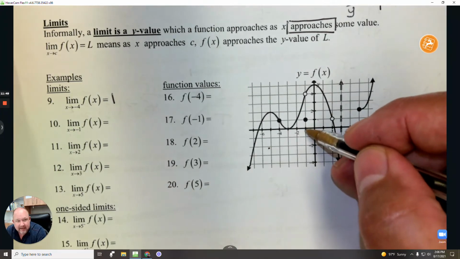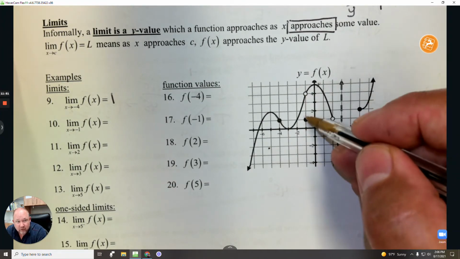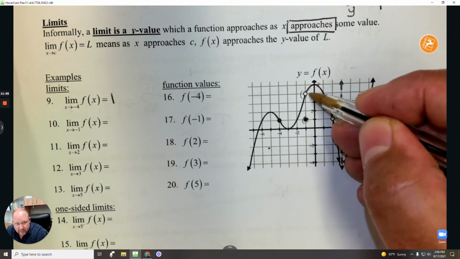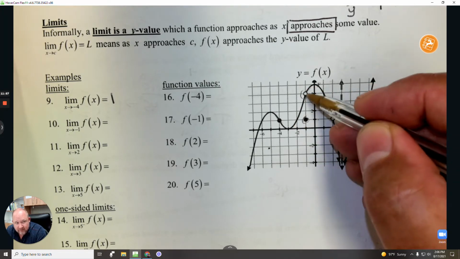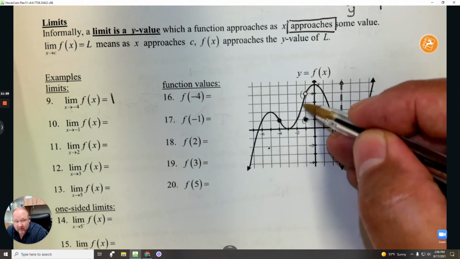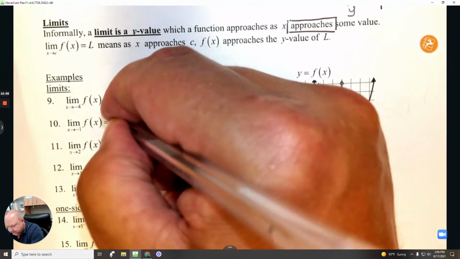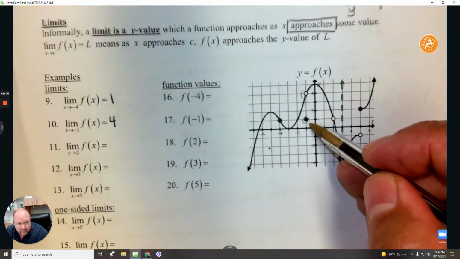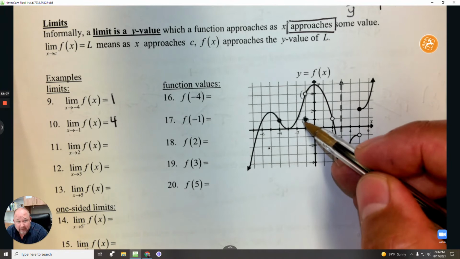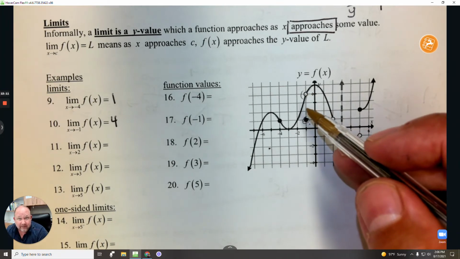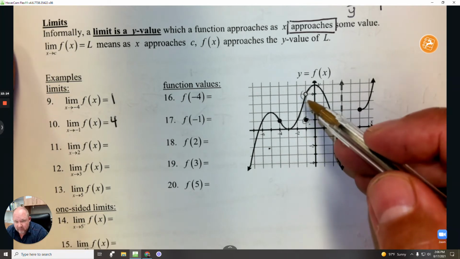So find where negative 1 is. Go to your graph. Notice we have a point here, but if I look at the graph, it's really approaching 4. This is way out of place. So if you follow the graph, the limit value is 4. If I ask for the function value, then the answer would be positive 1. Because the limit and the function value are not the same answer, this is not a continuous function.